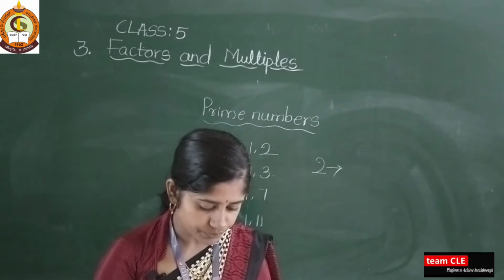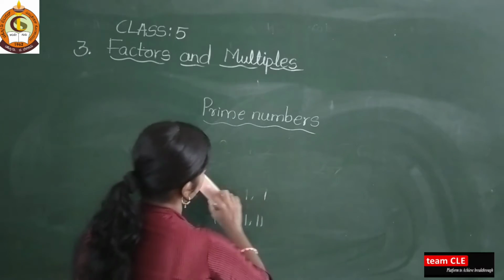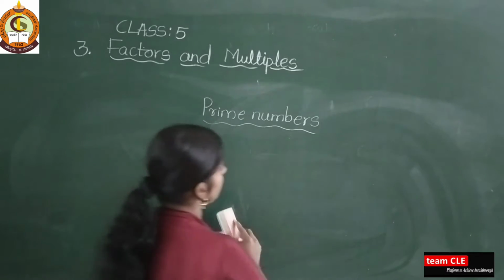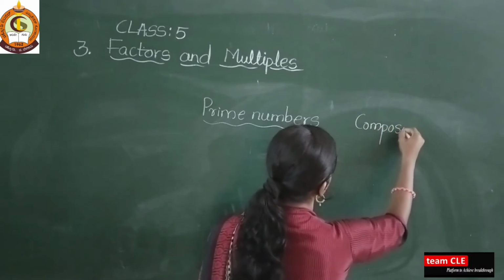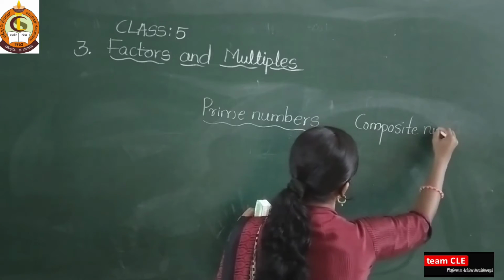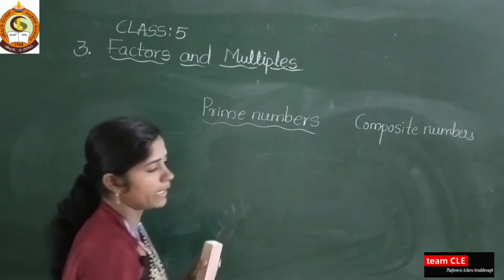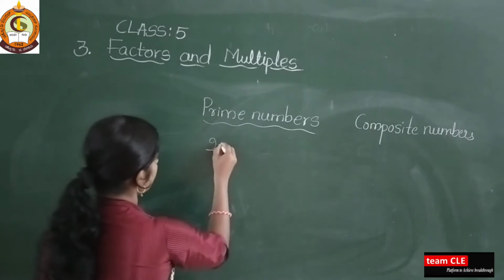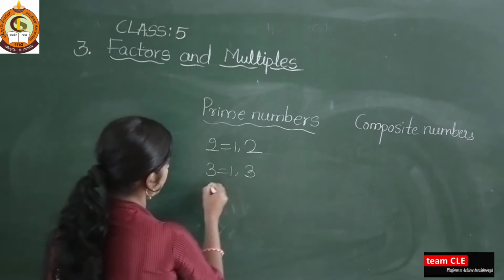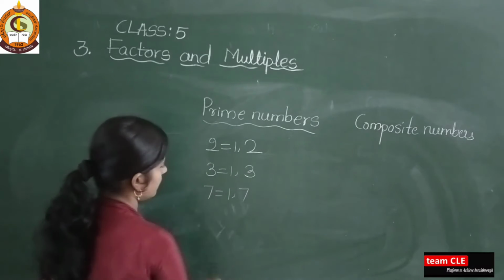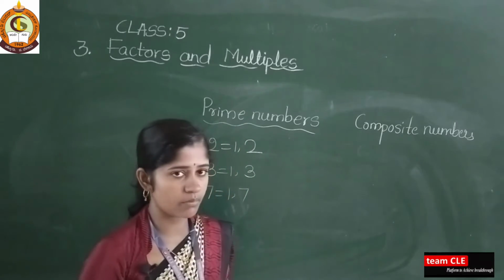Next, one more kind of number will come, and that is composite numbers. I will write here composite numbers. I will teach you together, then you will come to know the difference between prime numbers and composite numbers. Here 1 and 2; take 3, 1 and 3; take 7, it is in the 1 times table and the 7 times table. So now you know about prime numbers. Then what are composite numbers?